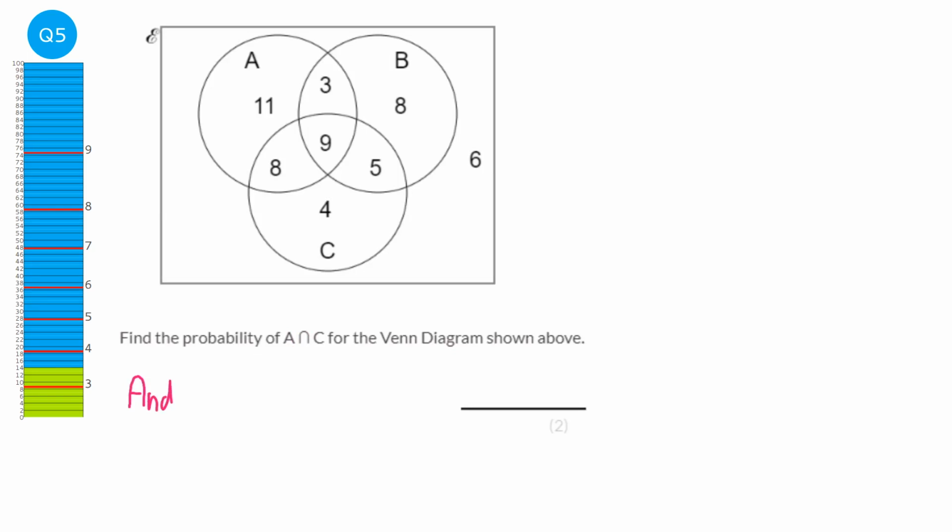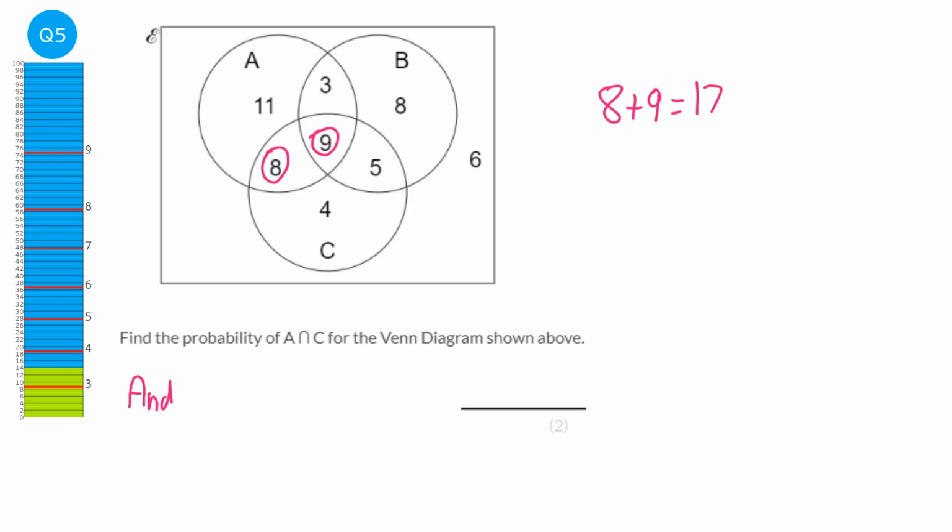So we're looking at the probability of getting something that is in A and C. So the only ones that are in A and C are this 8 and this 9 here. So we're going to just add the 8 and the 9 together, which gives us 17.